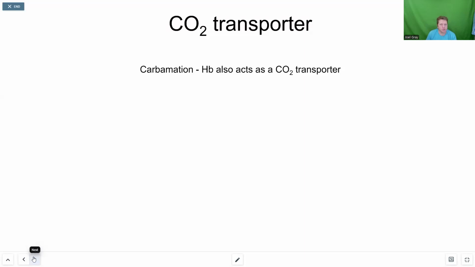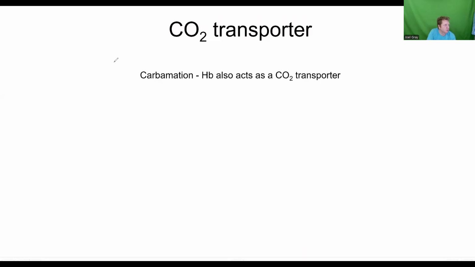So a carbamation falls into a class of reactions known as a post-translational modification, or a PTM. So this is something that happens to a protein after that protein has been translated.